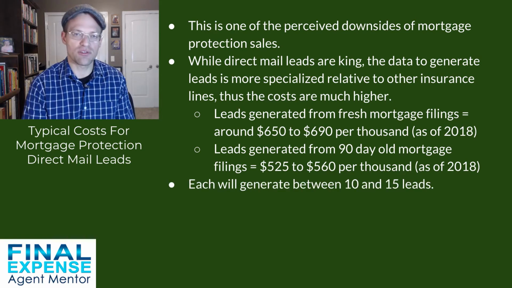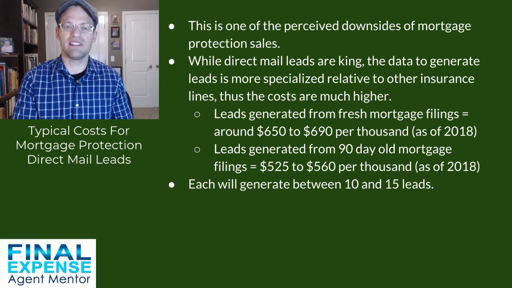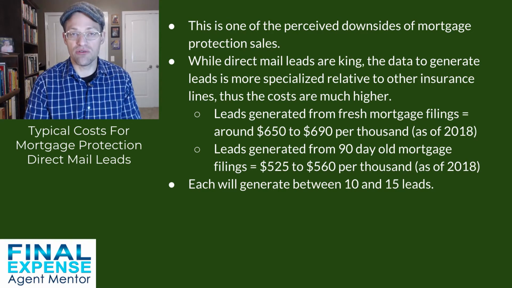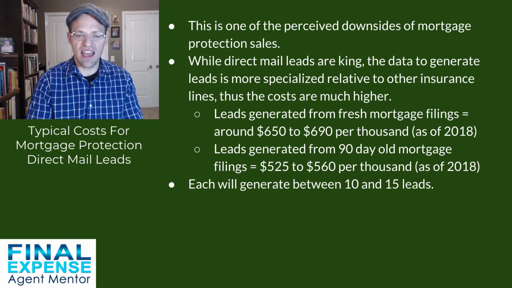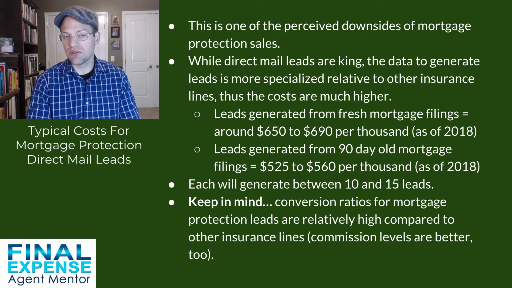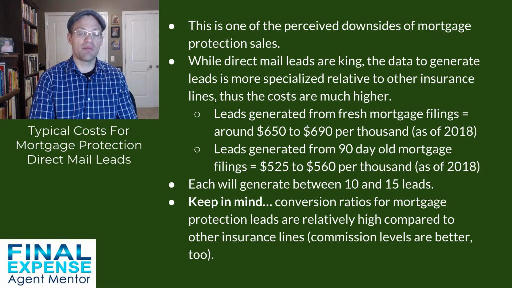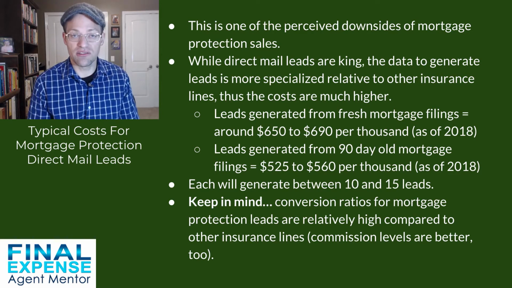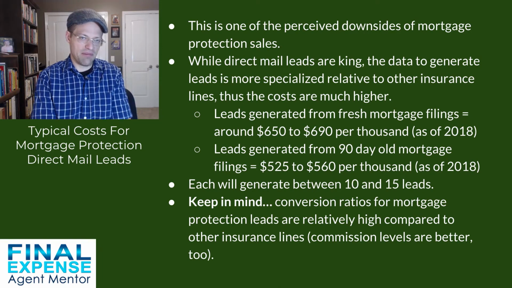What we see as far as response rates go is that each mailer will generate between 10, maybe 15 leads tops, whether you do fresh filings or 90-day-old filings. So we're looking at a price point somewhere between mid-60s, mid-50s, maybe upper 40s if you're lucky. But again, this is what it costs to play the mortgage protection game. And there are a couple of things to keep in mind if you're deterred by the cost.